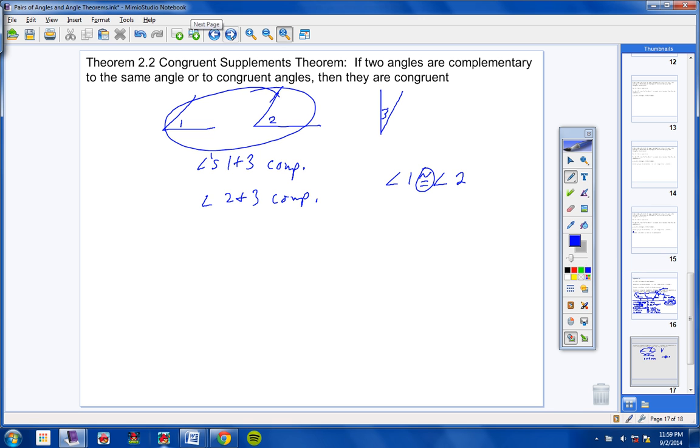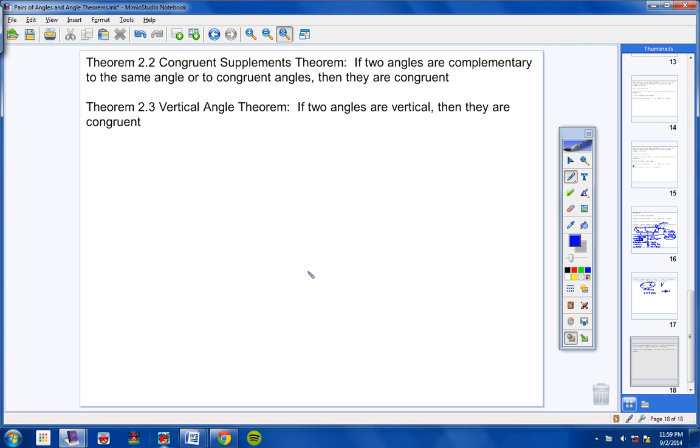Okay, students, moving on to our last theorem, and we're just about finished. Theorem 2.3 is called the vertical angle theorem. I'm going to prove this, but it's a very simple, quick proof. Theorem 2.3, the vertical angle theorem. If two angles are vertical, then they're congruent. I will pause just a second while you guys copy this down. If two angles are vertical, then they are congruent. Very important theorem.